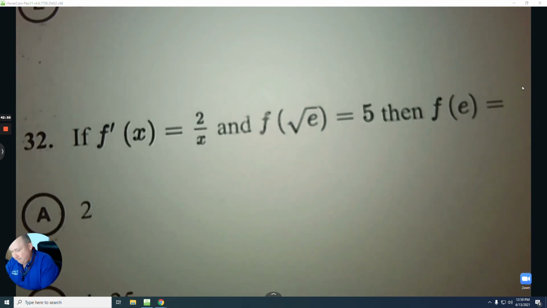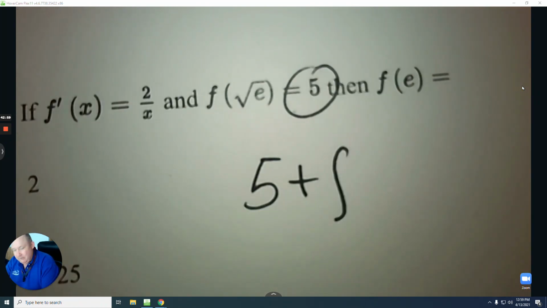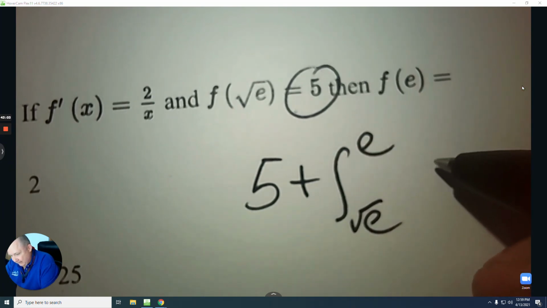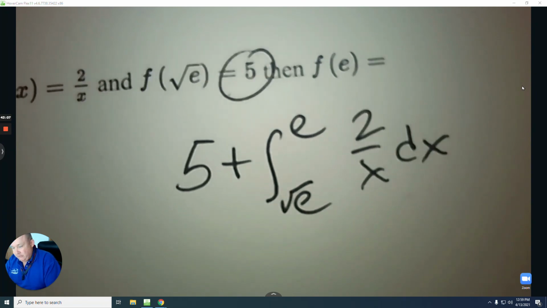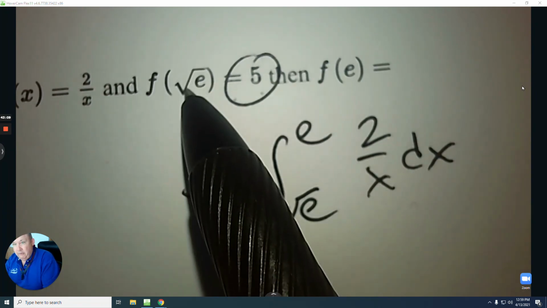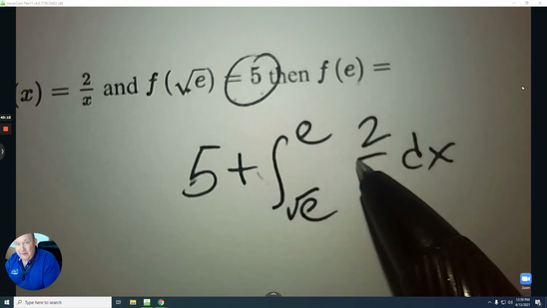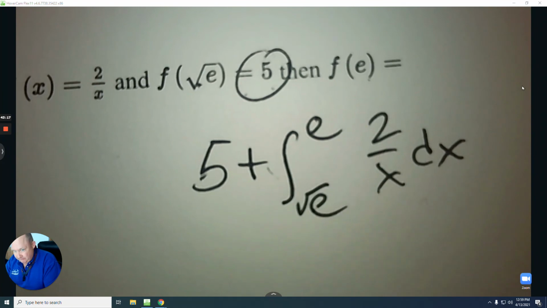What's f at e? This is a beginning value problem. We start with the value of 5. And we're going to integrate from root e to what I'm looking for, which is e. And I'm going to use the derivative, which is 2 over x. So there's the setup. Starting value. And we start at root e, and I go all the way to e. And I integrate the derivative. That tells me the increase or decrease from 5.